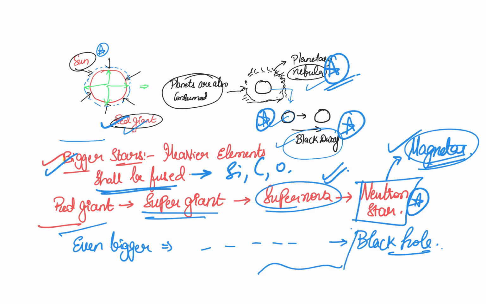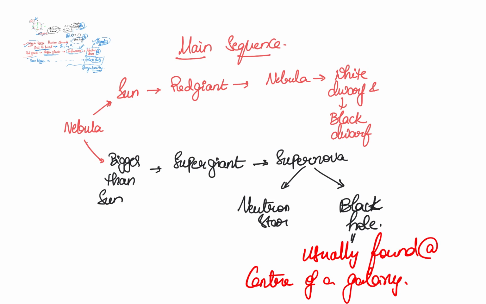Now, if it is even bigger than this star which forms a neutron star, all the stages will be common. Finally, because the gravity force is so huge, it will all collapse into a single point called black hole or singularity. So singularity is nothing but a massive black hole. So this whole sequence is generally called as the main sequence in the life cycle of a star.